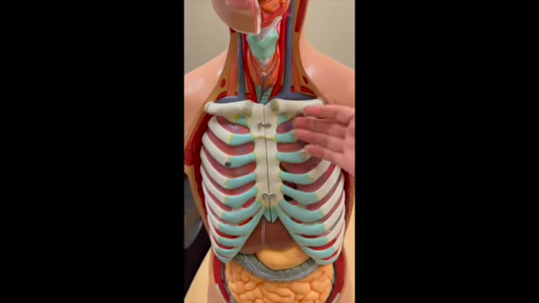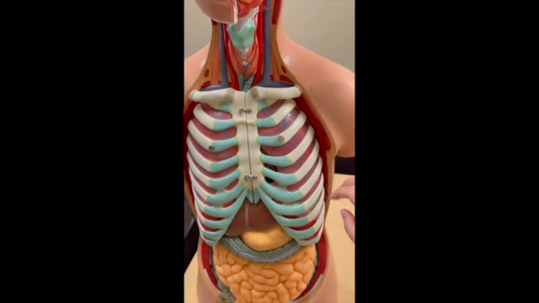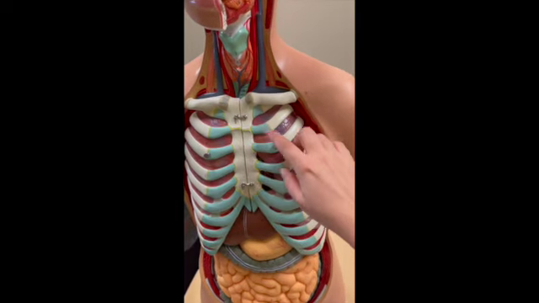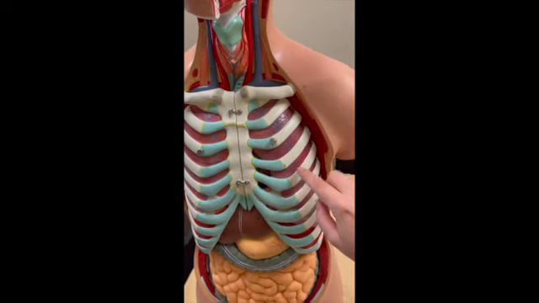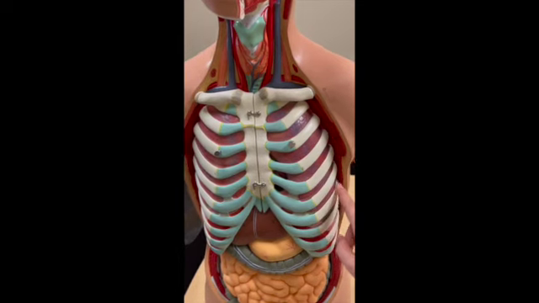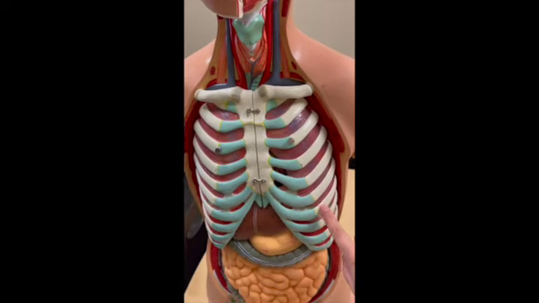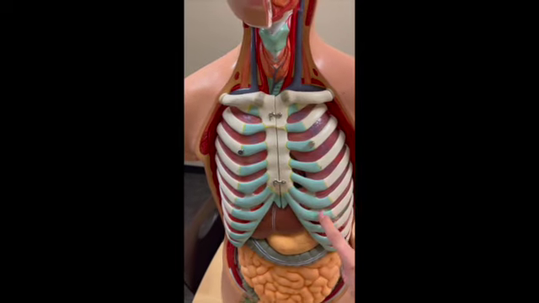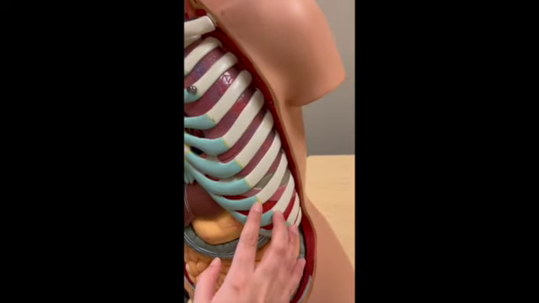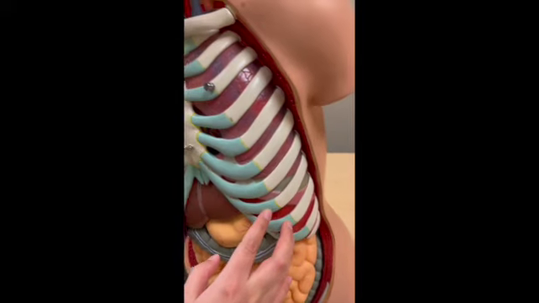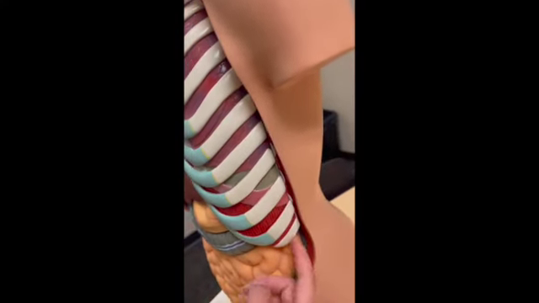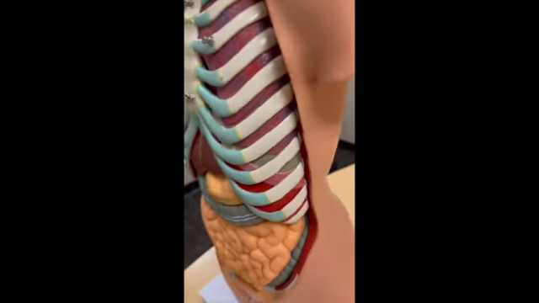We have our true ribs 1 through 7. Here's 7. Let me count that out. 1, 2, 3, 4, 5, 6, 7. Okay, there we go. That's the end of our true ribs, having their direct connections to the sternum. And then 8, 9, and 10 have to piggyback off of 7. And then 11 right here is a floating rib, and we don't get to see 12.